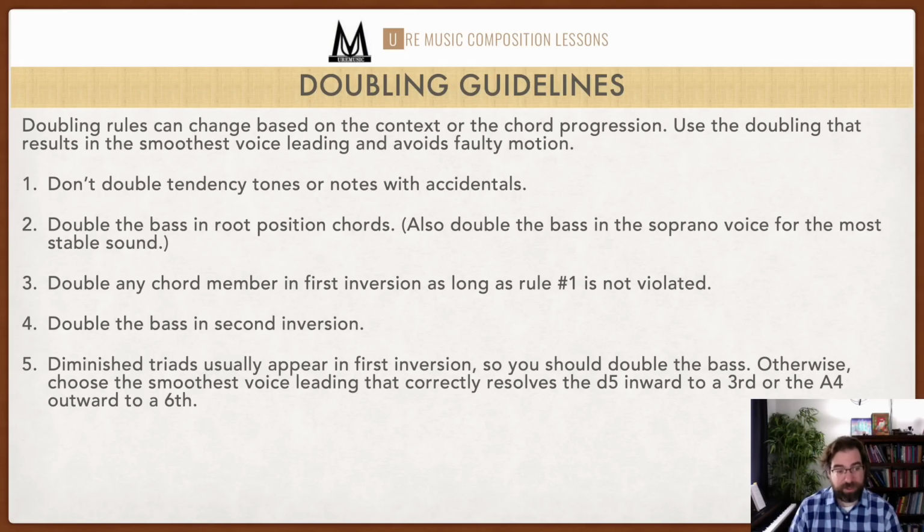So if you can't double the bass and it's not in first inversion for some reason, then you want to choose the smoothest voice leading that resolves that root and fifth inward to a third, or if it's voiced a different way, you might have an augmented fourth, so that augmented fourth would resolve outward to a sixth. If any of that's confusing, this becomes more clear with practice.